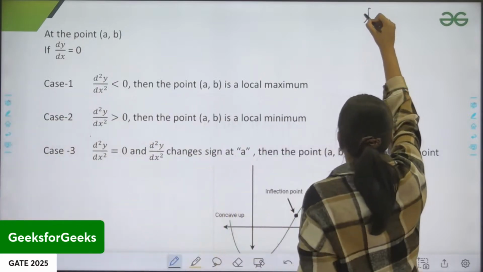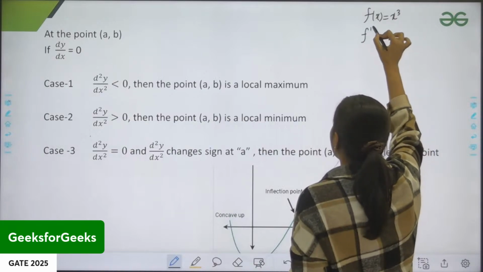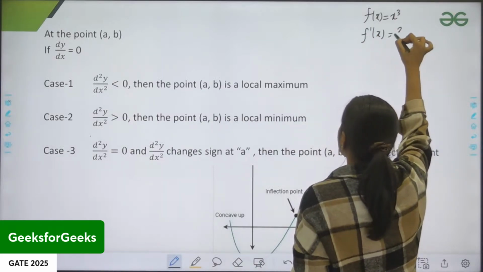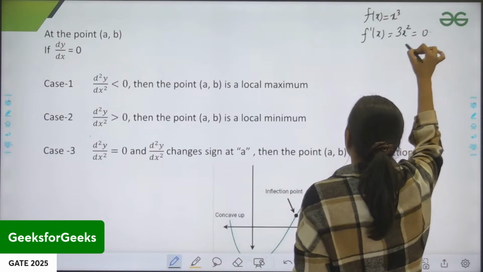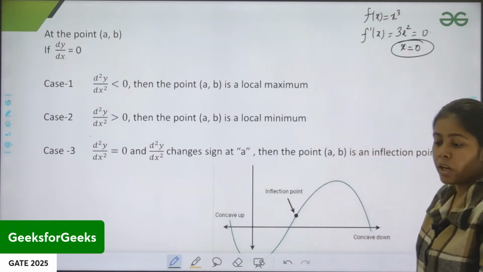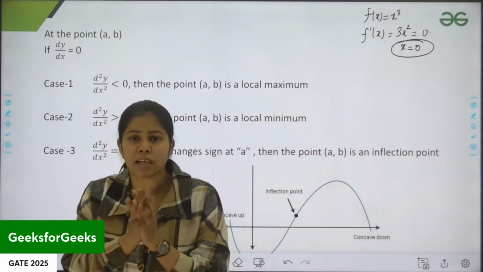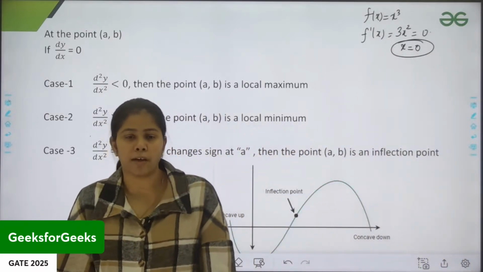Let's take the function f of x equals x cube. I'll find f dash x, that is 3x square. I'll equate it with 0. I'll get the critical point x equals 0. This is my critical point. Now I have to find out whether at this particular critical point my function is taking a maximum value or a minimum value.